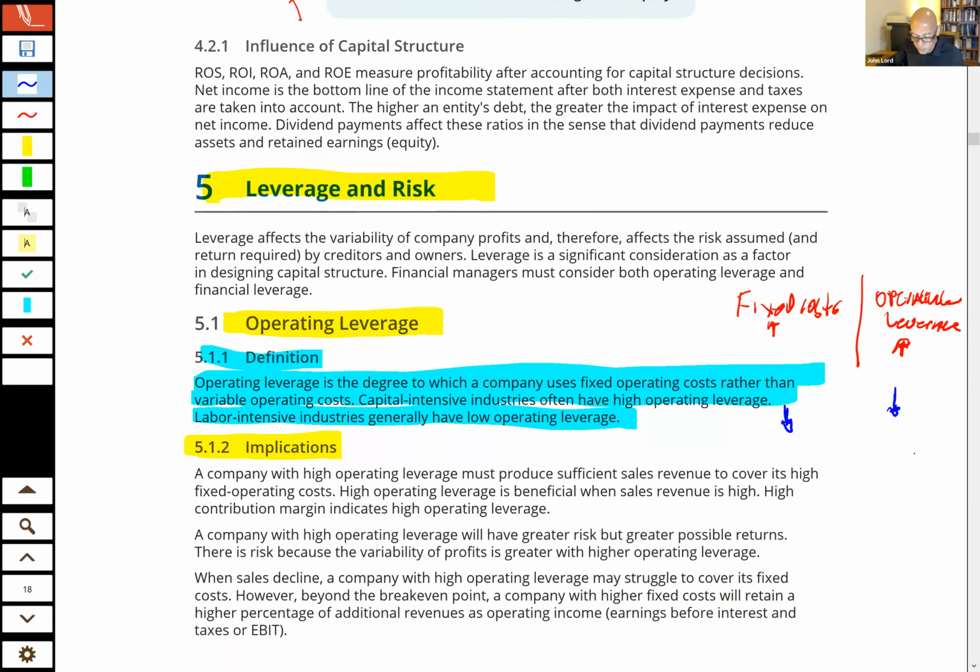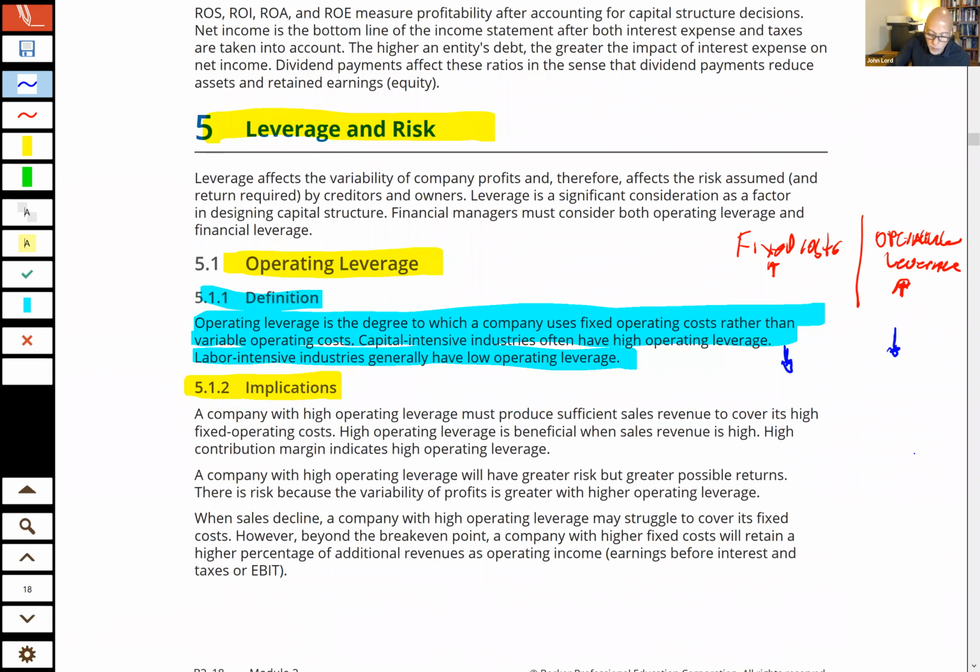So let's just go ahead and take a look at how the book articulates that. A company with a high operating leverage must produce sufficient sales revenue to cover its high fixed operating costs. High operating leverage is beneficial when sales revenue is high. That results in a higher contribution margin, which indicates higher operating leverage.